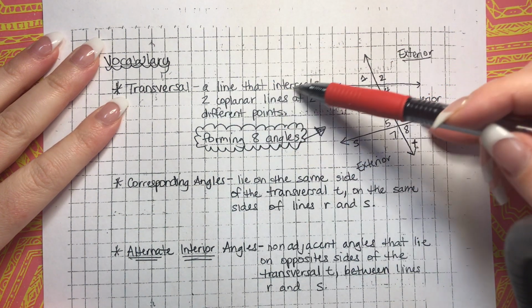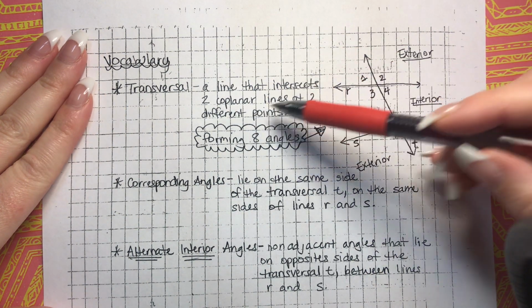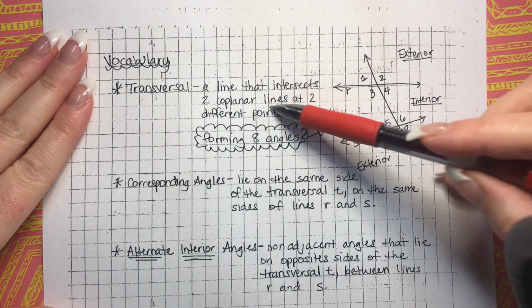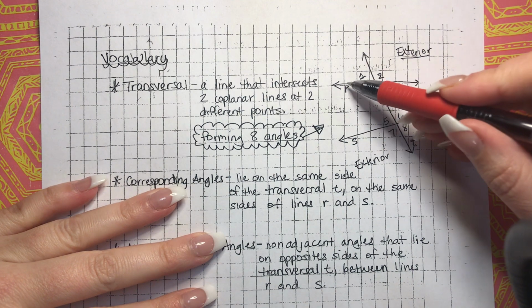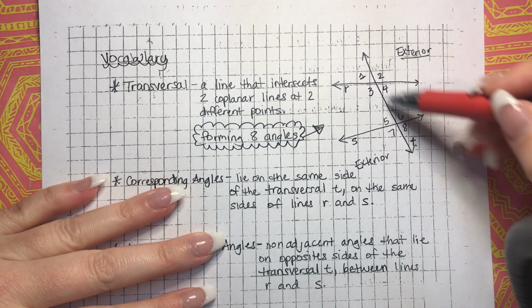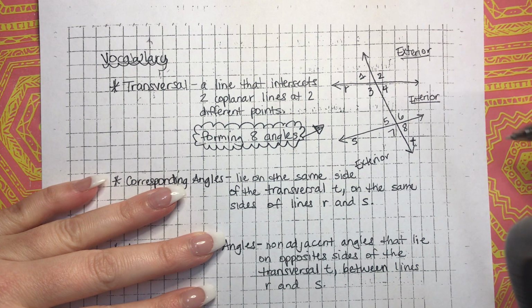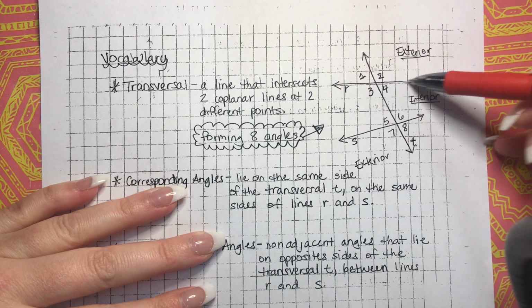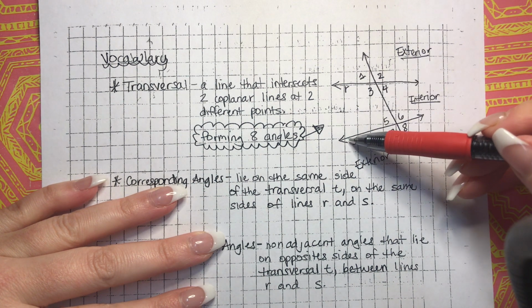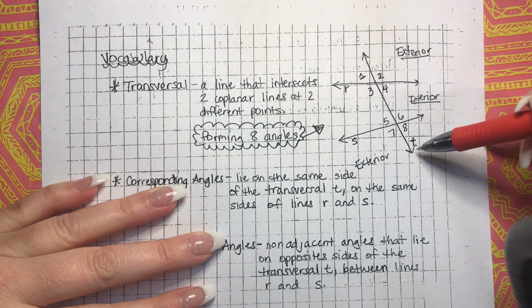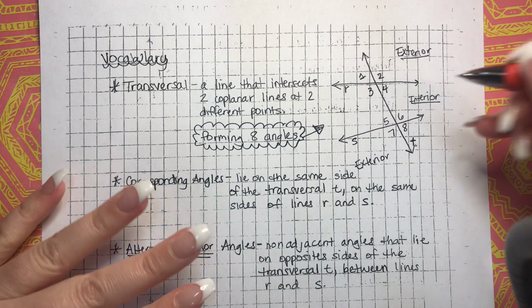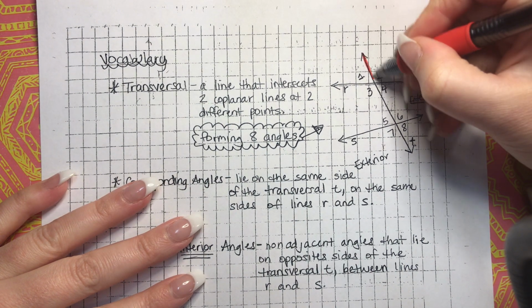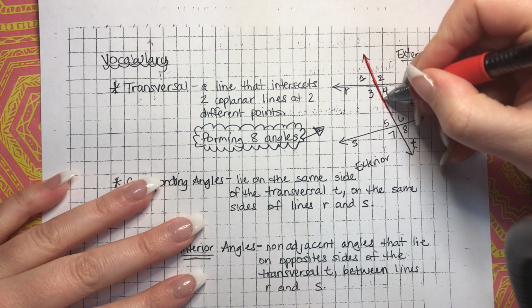Now, a transversal is a line that intersects two coplanar lines. Okay, so coplanar lines are lines in the same plane at two different points. So which of these lines? So there's a line here, R, S, and then there's line T. Which of these lines intersect two coplanar lines? So line R intersects one line. Line S intersects one line. Line T intersects 2 coplanar lines. So that is our transversal. So our transversal right here is line T.